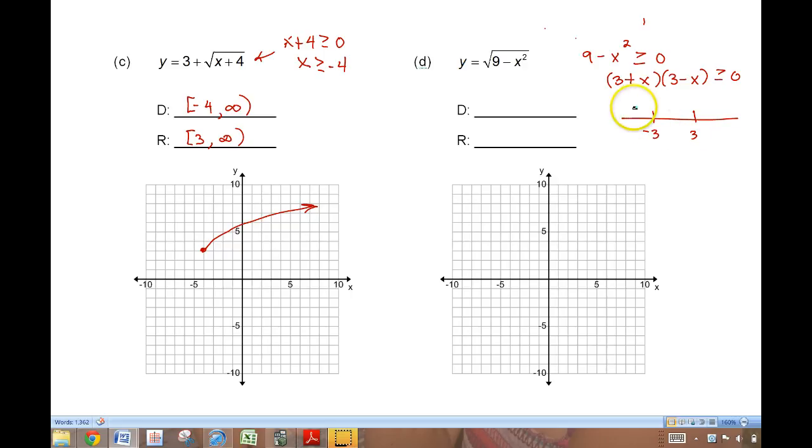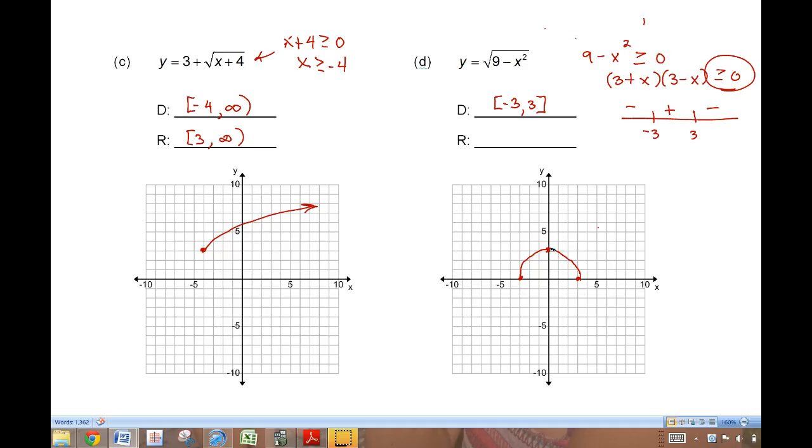If we test a value to the left, it's going to be a negative number. If we pick something in between -3 and 3, it's going to give us positive, and this will be negative. Notice we want greater than or equal to 0, so we just want from -3 to 3. Putting it in the form of -x squared plus 9 is not all that helpful for this particular problem, but sometimes it is.